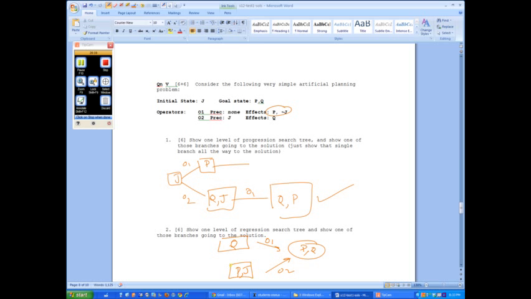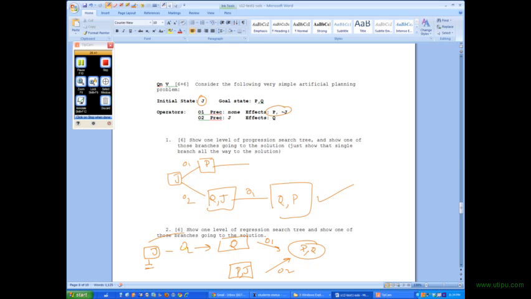Now, of these, if you were to apply O2 here, then O2 gives Q and requires J, so all you need is J before, and that J is true in the initial state, so in some sense it's grounded now, and so the plan is that. Okay, so this part is planned. So O2, O1 is the plan.